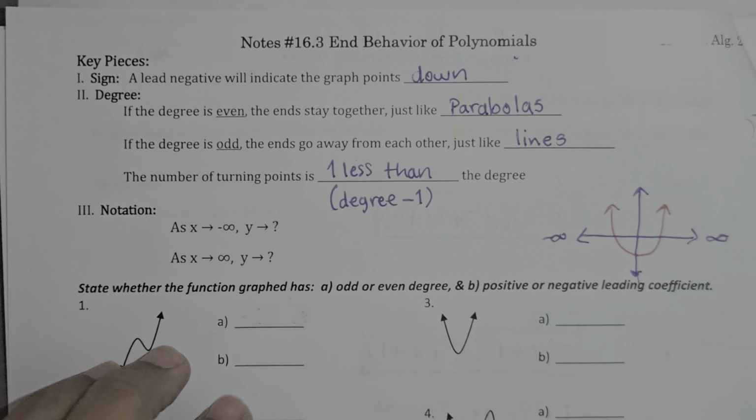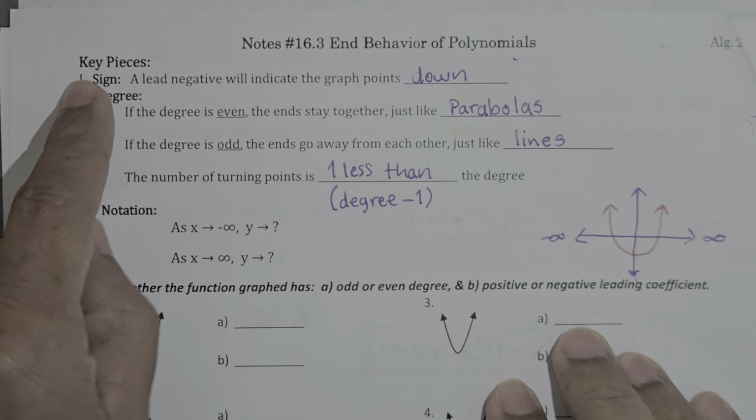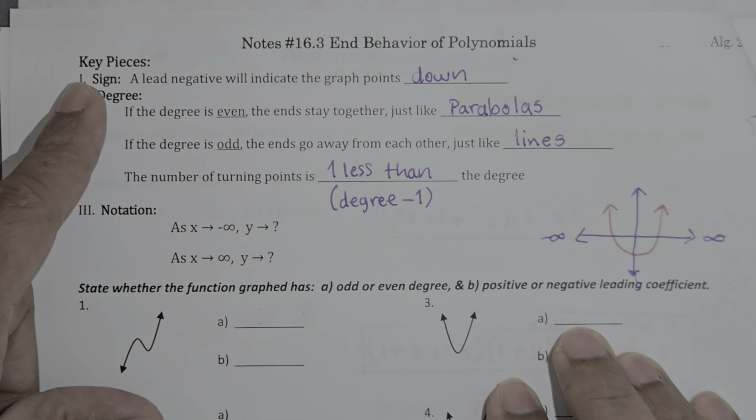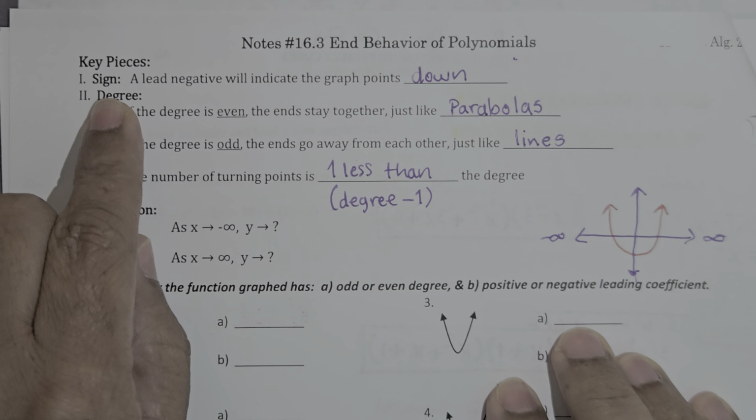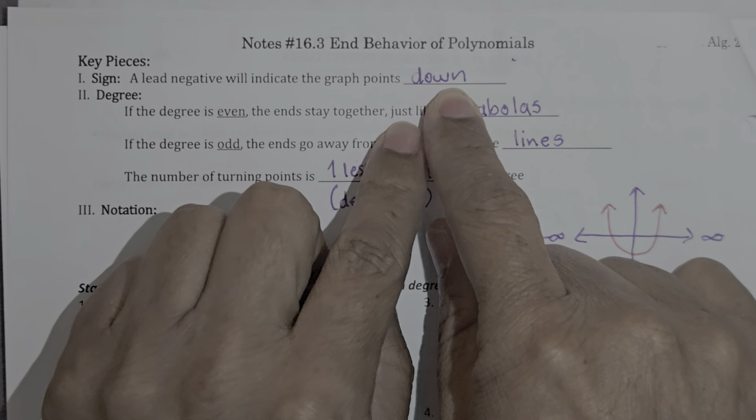Hey everyone, in this lesson we're going to study end behavior of polynomials. There are key pieces that we need to look at on any polynomial so we can determine its end behavior. A sign, if it's a negative lead, will indicate the graph points down.